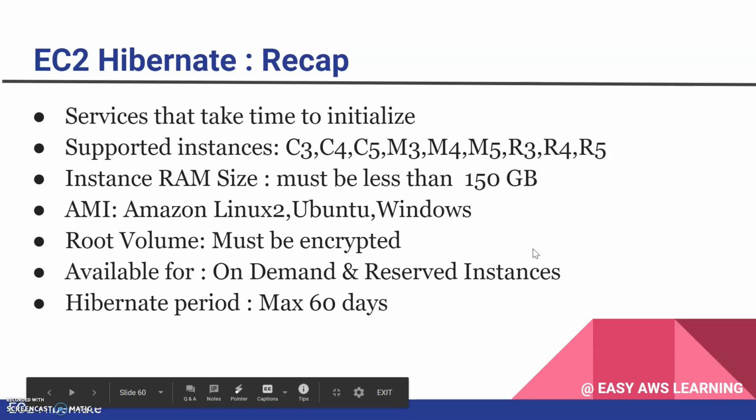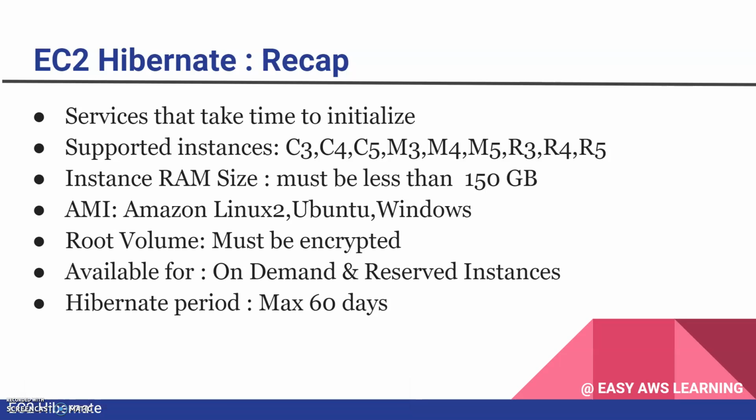Okay, so here is quick information about Hibernate that is important for the exam. Let's have a very quick recap of the important points before moving to the console. It is used for services that take a long time to initialize. It supports C, M, and R instances. Instance RAM size must be less than 150 GB. The AMI can be Amazon Linux 2, Ubuntu, or Windows. The root volume must be encrypted, and it is available for on-demand and reserved instances.